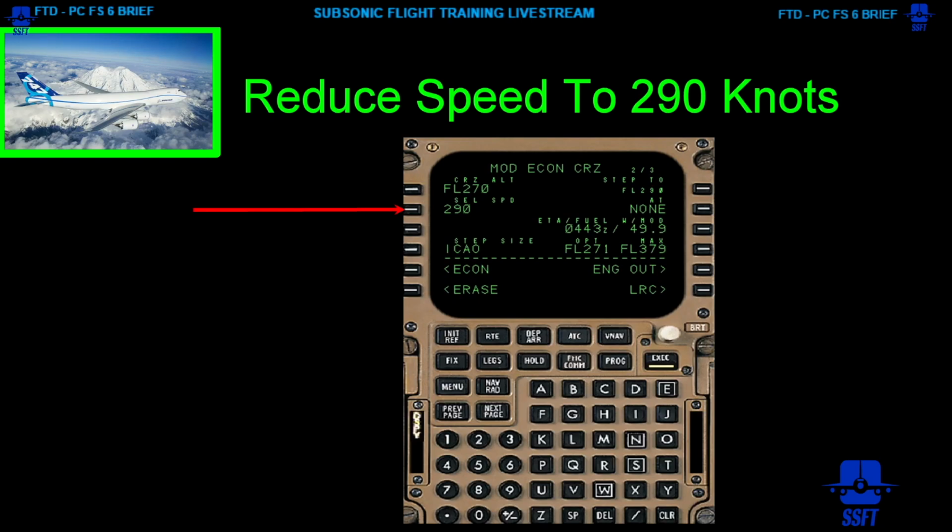So again, there's usually two ways to do things. One through the mode control panel, two through the CDU. Just depends how you want to do it. Again, the pilot flying could do it through the mode control panel, or you could just tell the pilot monitoring, go ahead and put that 290 on the cruise page. And he'd say, how's that look? There's 290, looks good, execute.